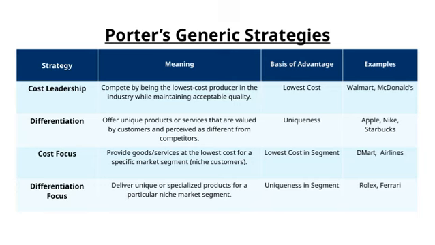Now, let's take a closer look at Porter's generic strategies, which are fundamental for understanding competitive advantage. On this slide, we see 4 main strategies. First, cost leadership. This is about competing by being the lowest cost producer in the industry, all while maintaining acceptable quality. The key here is cost efficiency, and companies like Walmart and McDonald's excel at this by leveraging economies of scale and streamlined operations. Next is differentiation.